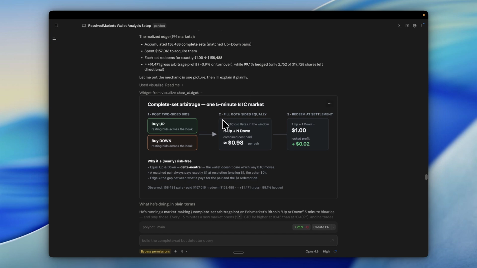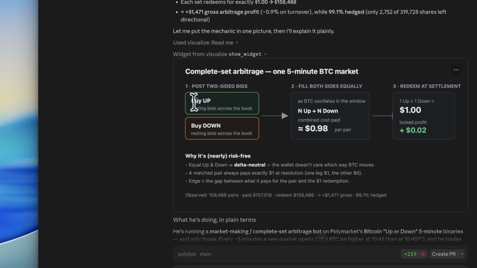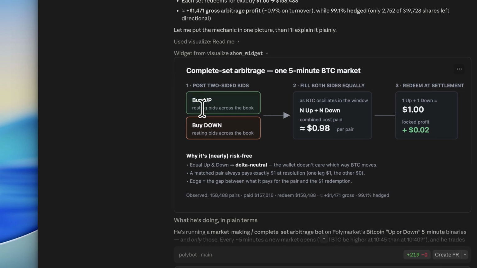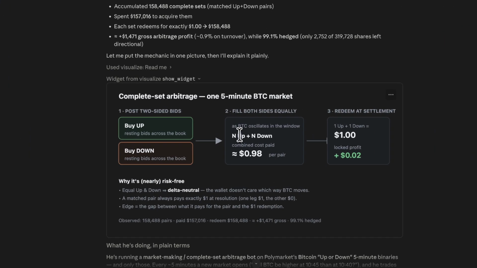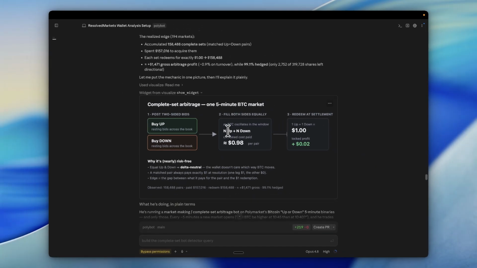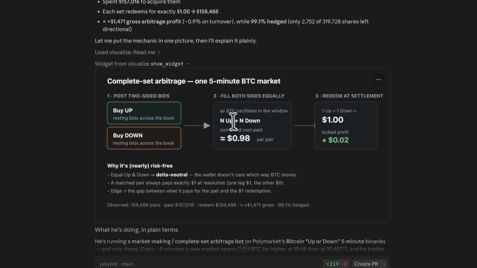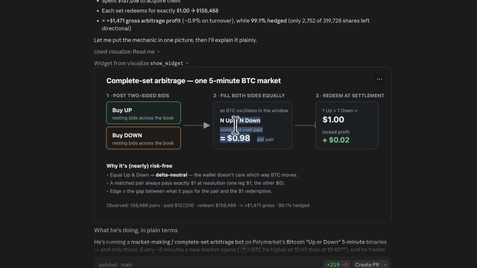So if you see, what it does is, it buys up, and has resting bids across the book, and buys down, also has resting bids. And then we're not sure if those bids are resting, by the way. I'm assuming that these bids are resting. And then you have up and down, and we both have like equal inventory. So if he buys 500 up shares, it'll buy 500 down shares as well. And the idea is that the combined cost should be less than $1.